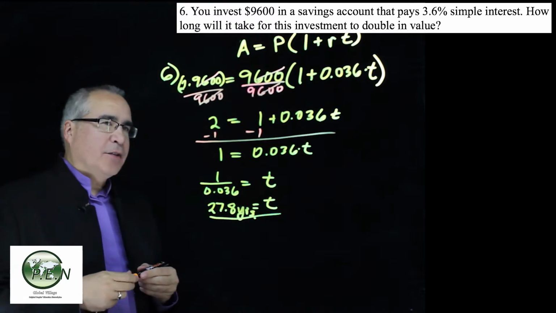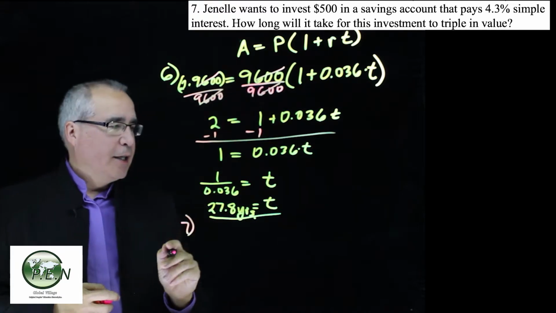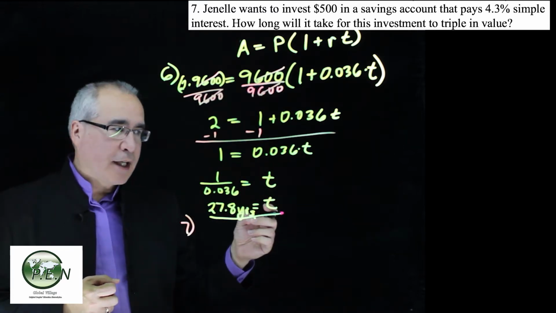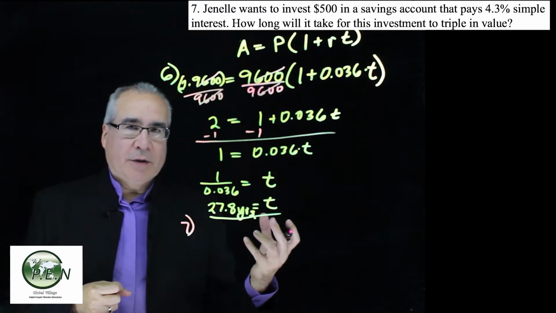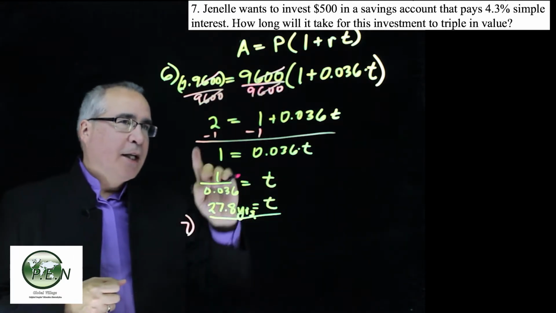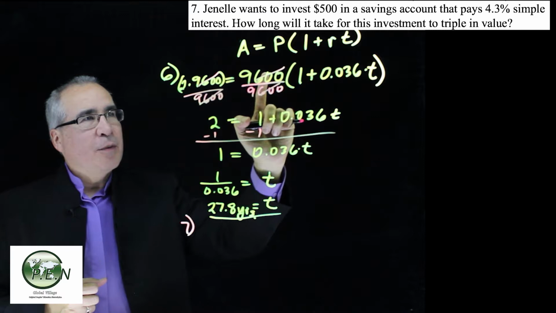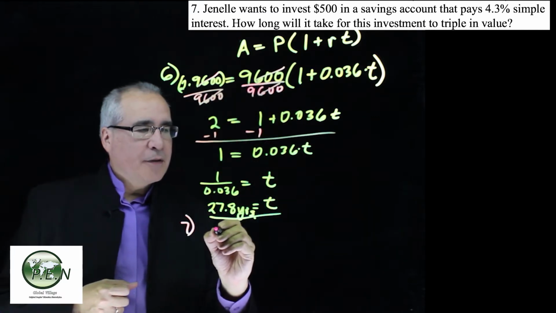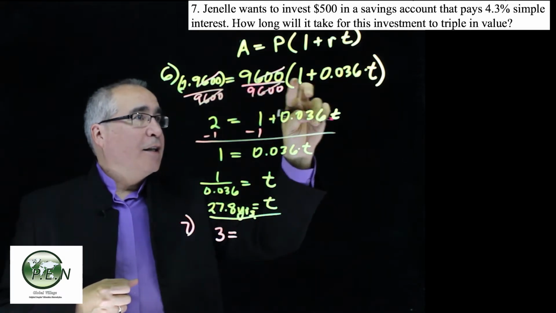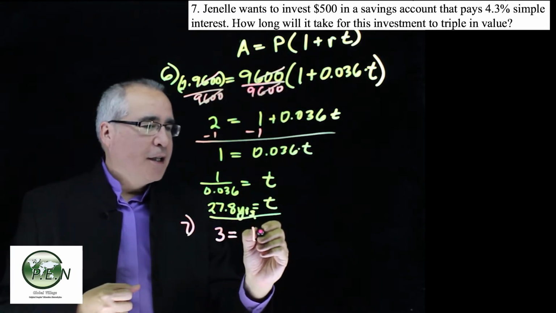Okay, so let's try it, but we're going to abbreviate the process a little bit when we get to 7. We're going to take advantage of it. We've got Jenelle, who's going to invest $500 in a savings account, paying 4.3% simple interest. She wants her money to triple, to become 3 times as big. So instead of putting in the amount of 500, because we really don't care, as long as it's $1, it's going to become $3. So we'll start with this. We've got 3 times the amount of whatever we started with. And then we only deal with the inside part, right? We don't need to put a principal. It's just $1.